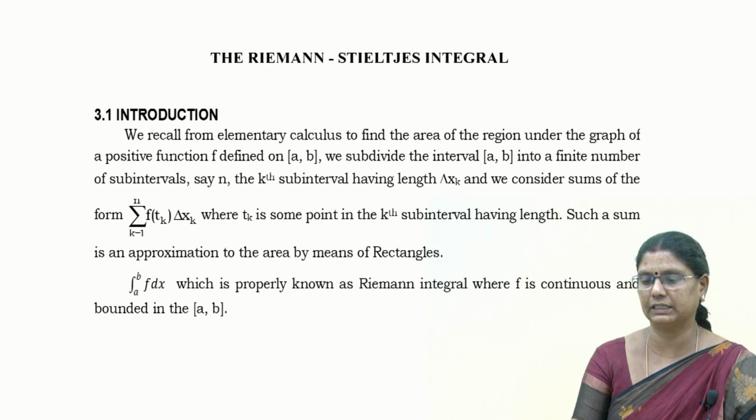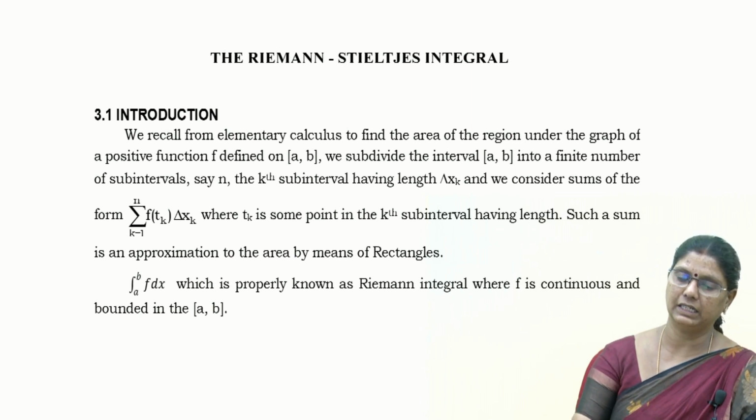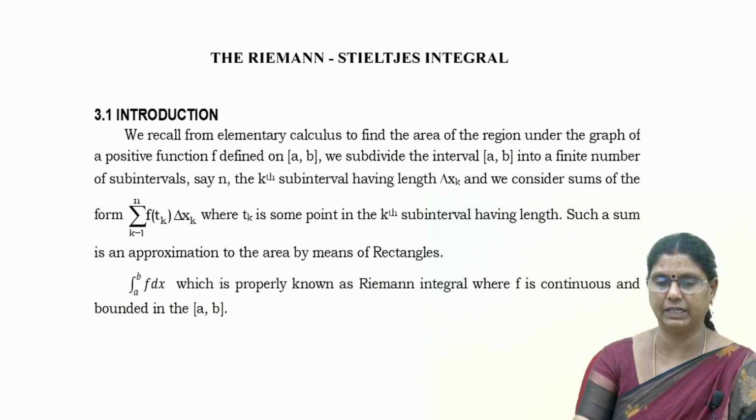the kth subinterval having length delta xk, and we consider sums of the form summation of k from 1 to n of f of tk times delta xk, where tk is some point in the kth subinterval. Such a sum is an approximation to the area by means of rectangles. The integral of f dx, which is properly known as the Riemann integral, where f is a continuous function on the closed interval [a, b]. Usually we denote this Riemann integral as the integral from a to b of f dx.